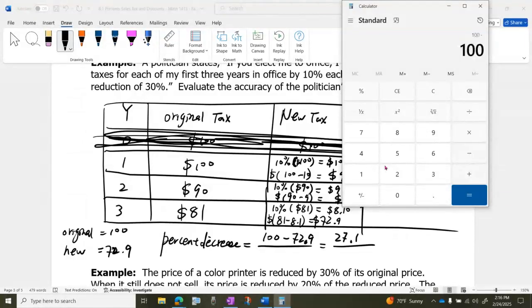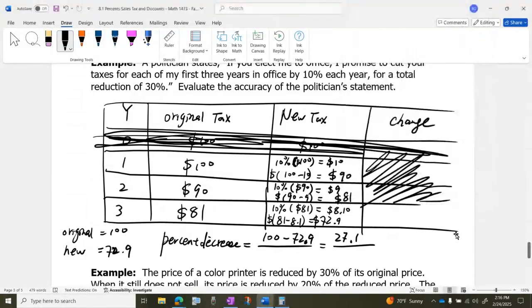100 minus 72.9. Yeah, 27.1. 27.1 divided by what? Original 100. So it's 27.1%. The percent decrease, the discount rate the politician promised is 30%, right? So after 3 years, you actually don't get 30% down. It's not accurate. It's actually 27.1% down. Does that make sense, everybody?